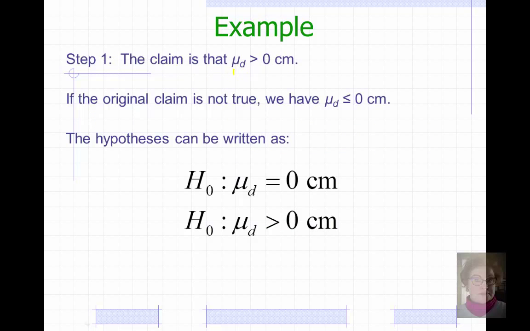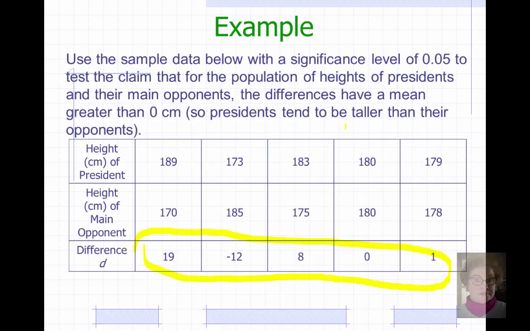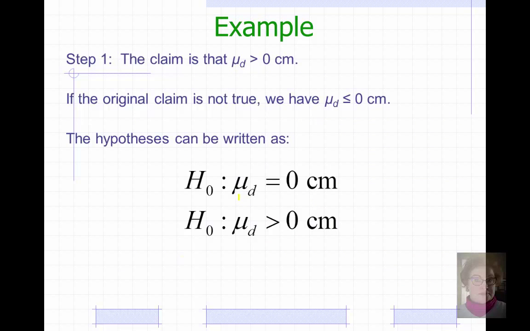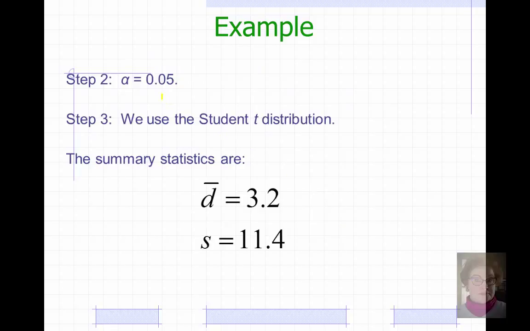Here is our original claim, and the claim is that there is a mean difference greater than 0. Let's go back and see what that means. The president minus the opponent is positive, so what we are looking at is the president is taller than their main opponent. If there's no difference in the individuals, then the mean difference will be 0. If the president is taller, then the mean of those differences will be positive. This is a one-tailed test. If we set alpha to 0.05, we're going to use the t-distribution, and here are summary statistics that we used StatCrunch to find.